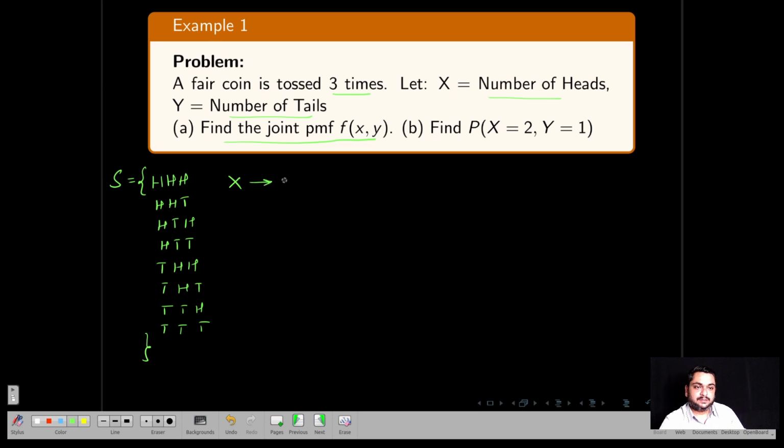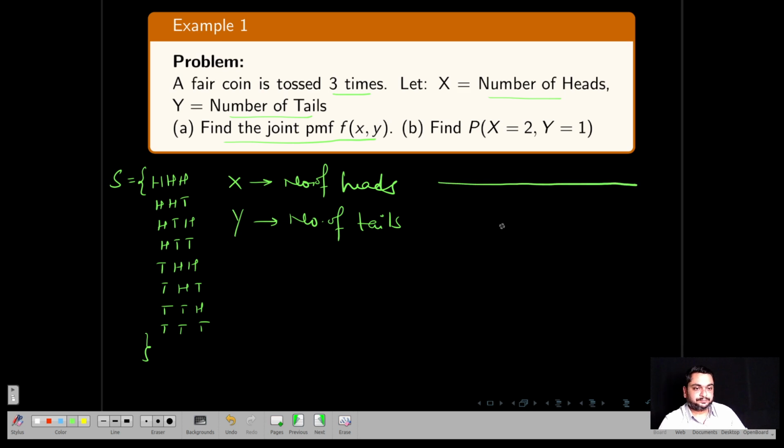Now, what is x here? X represents number of heads. Y represents number of tails. Now for this you have to find the joint PMF, probability mass function. The probability mass function is given in a table format. So how to find this? So let us slide this first table first.